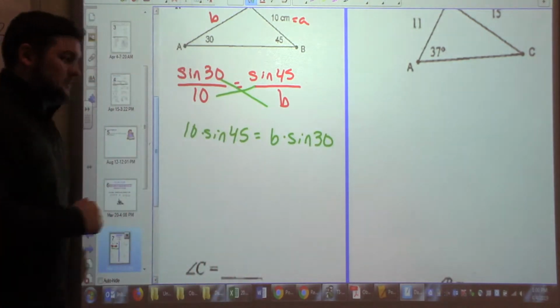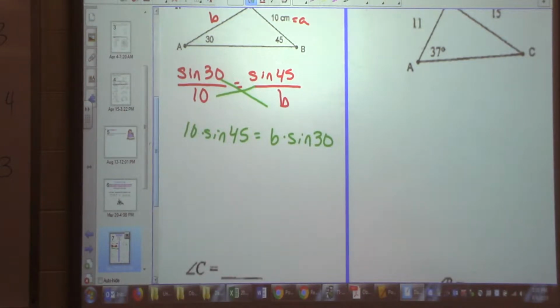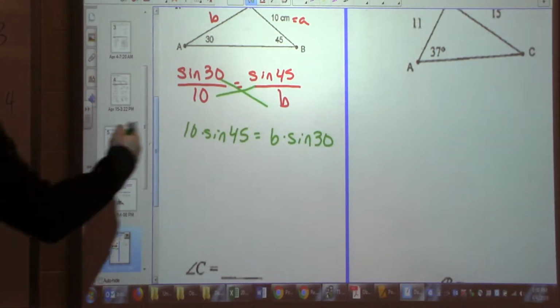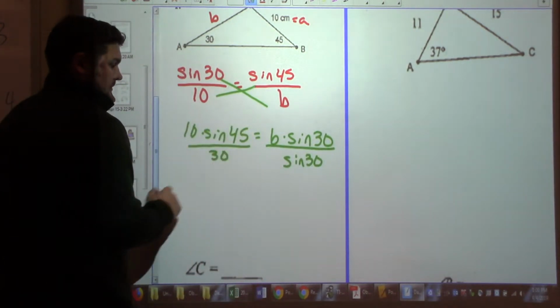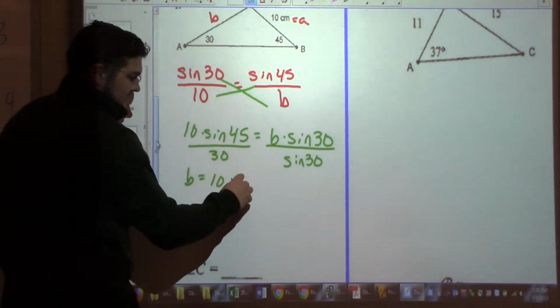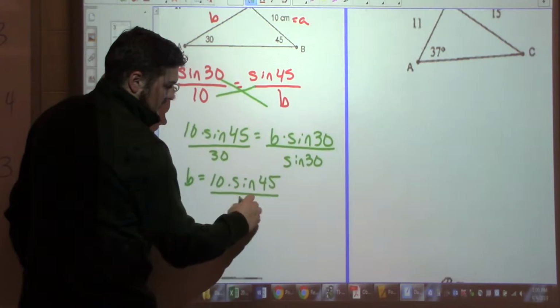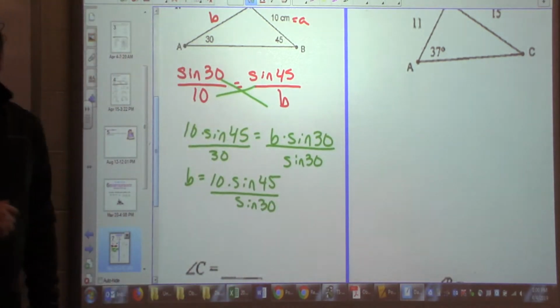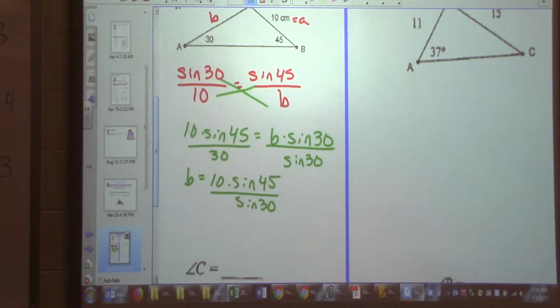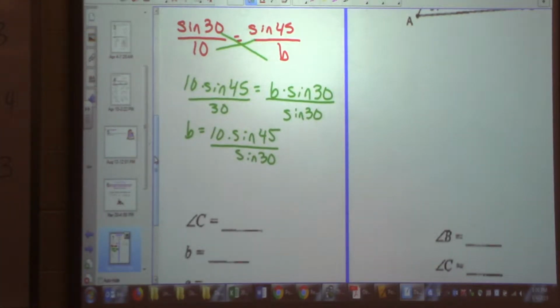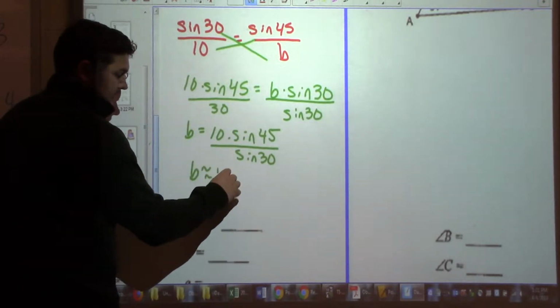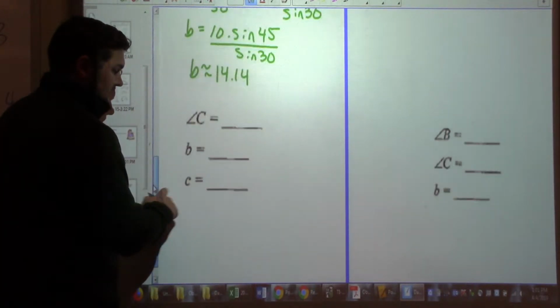And then how can I solve for B? Divide by sine of 30. So B equals 10 times sine of 45 over sine of 30. Well, what do you get when you put that in a calculator? That is in degree mode. 14.14. Everybody else got? So B approximately 14.14. Sweet, we found one side.